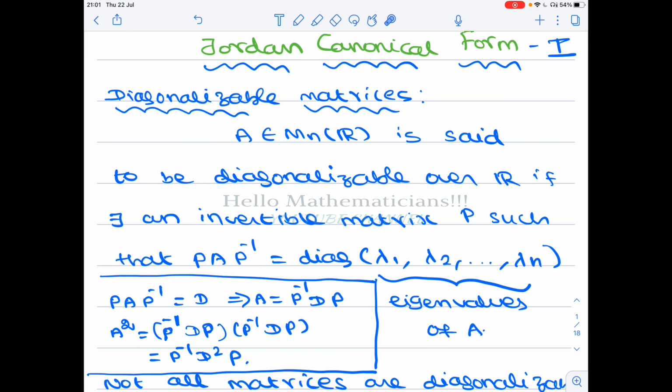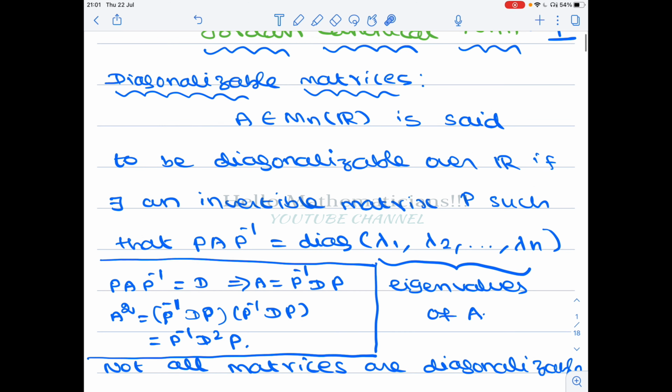So we know that if a matrix is diagonalizable, then there exists an invertible matrix P such that PAP inverse is equal to a diagonal matrix whose diagonal entries are the eigenvalues of A. Here I am talking about a real matrix and diagonalizability over R. Therefore, this invertible matrix also is a matrix over R. So why do we want to diagonalize a matrix?